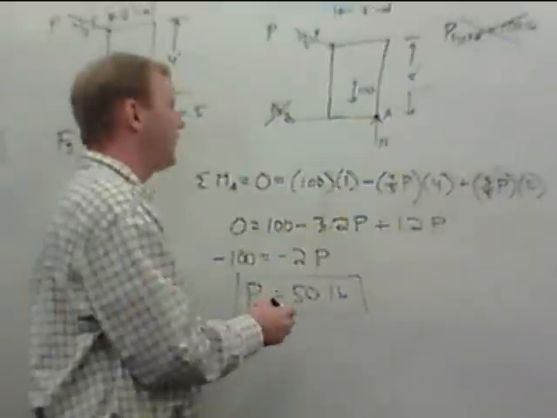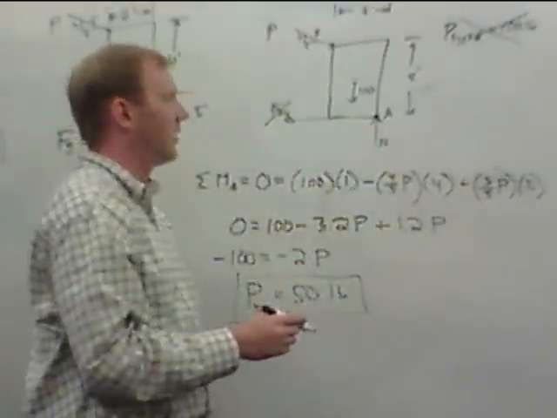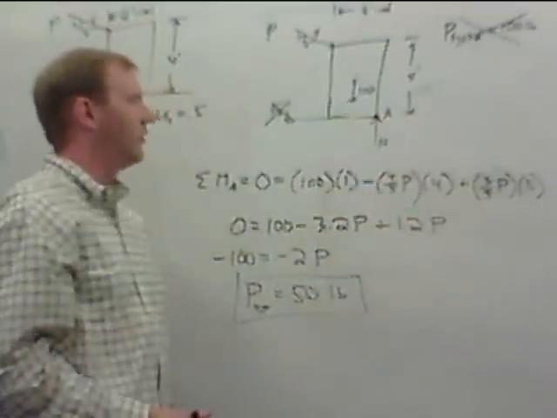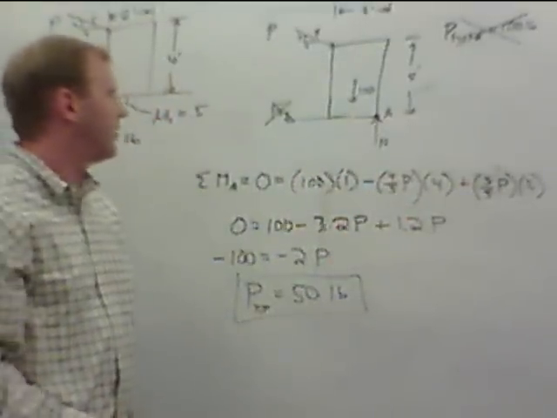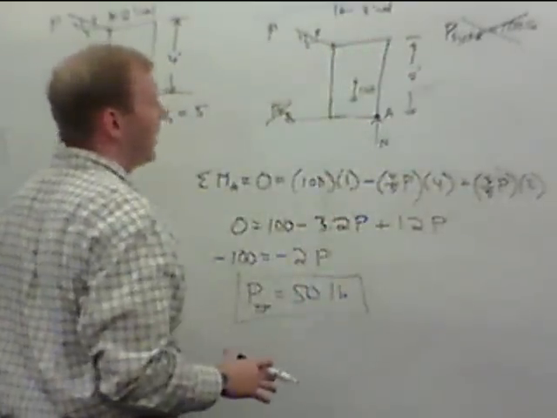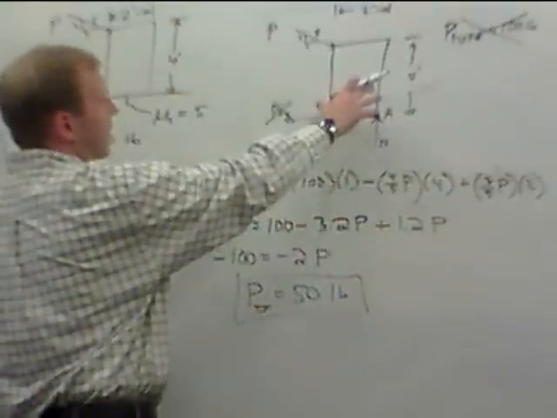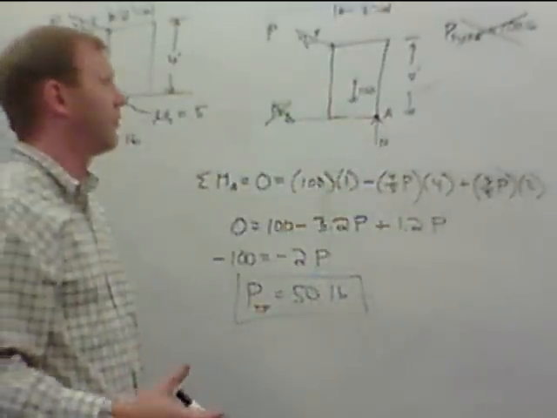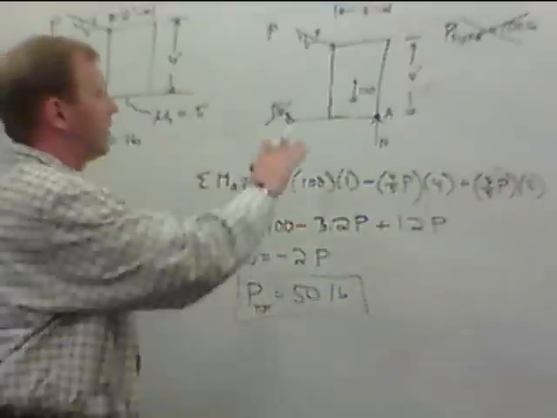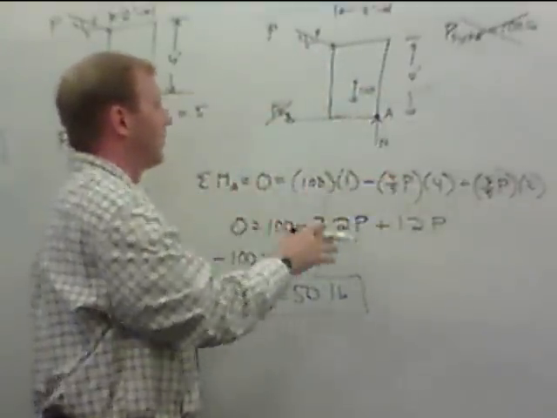It takes 50 pounds to cause this thing to be on the verge of moving, and it is on the verge of tipping. So again, this is the one new piece with friction: dealing with something that is actually a two-dimensional object. We don't do this in 3 dimensions in this course. In a two-dimensional object, we actually deal with the rotation as well as the translation.